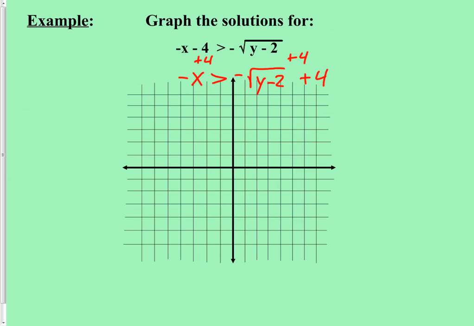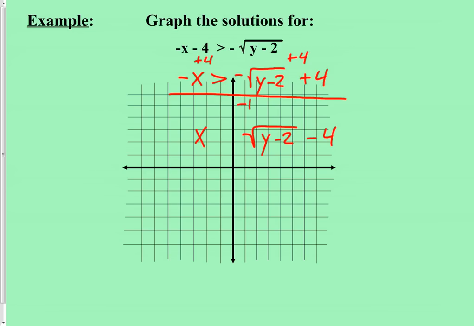We have a negative x. We don't want a negative x. We want a positive one. So we basically want to change the sign of x. The way that you do that is to either multiply or divide the entire problem by a negative sign. That will reverse all of the signs of the main terms. So the negative x will become a positive x. The negative square root of y minus 2 will become a positive square root of y minus 2, and the positive 4 will become a negative 4.